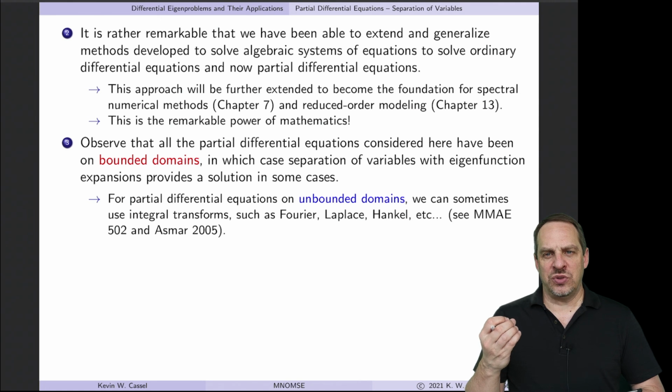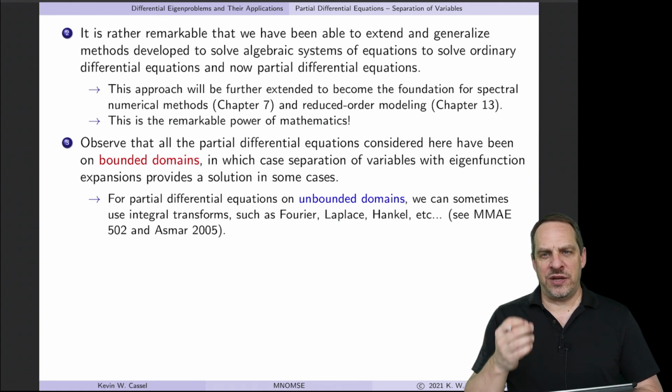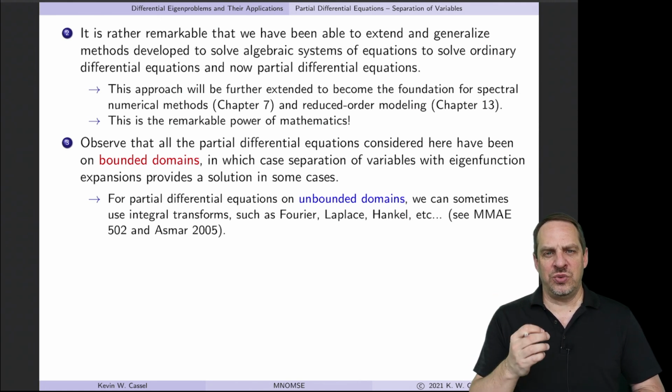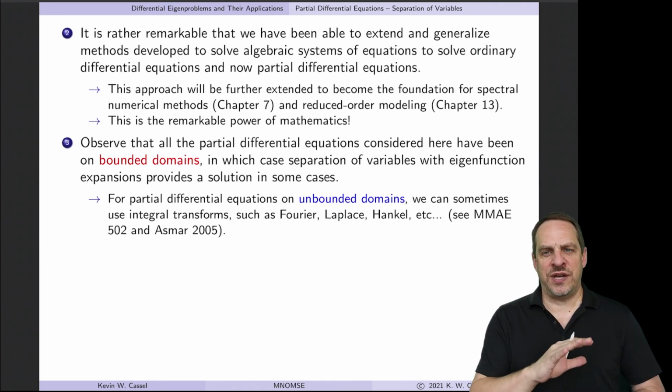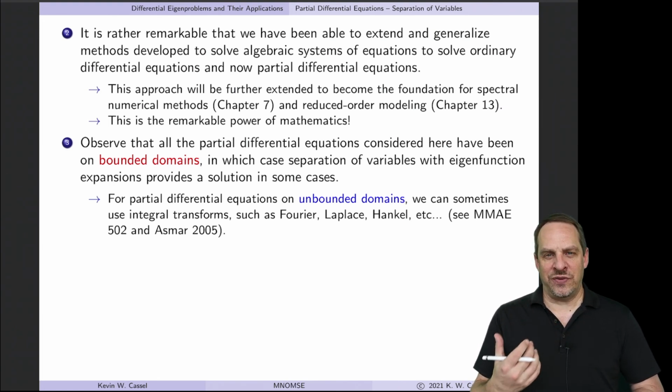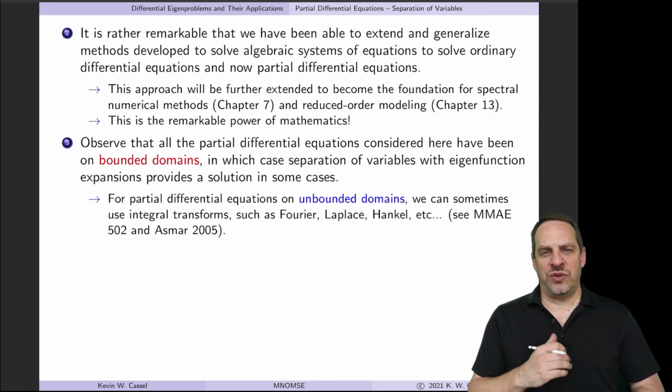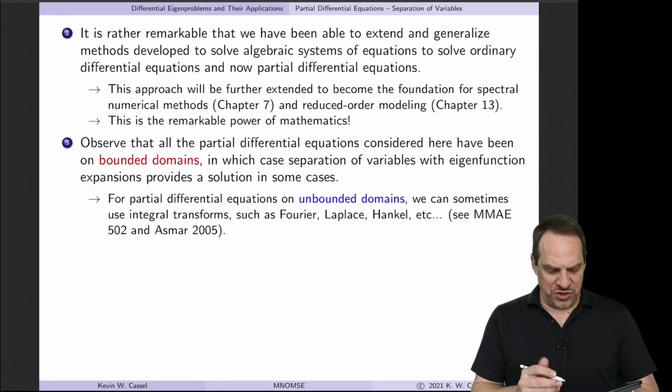Finally, let's just reflect on how far we've come. At the beginning of chapter 2, we were talking about the algebraic eigenproblem, A u is equal to lambda u. We talked about applications, we talked about how to get the eigenvalues and eigenvectors. Then we extended that in chapter 3 to how we can solve ordinary differential equations using this eigenfunction expansion approach. Again, eigenvalues and eigenfunctions, now of differential operators rather than of matrices. And then finally we showed how through separation of variables we could extend that same technique to solve certain partial differential equations. In fact, this is really just the beginning.